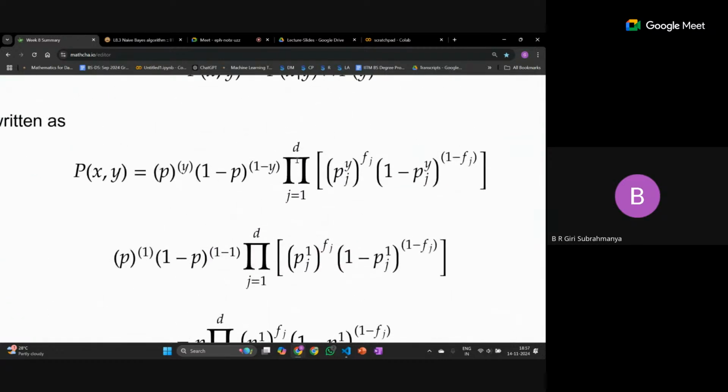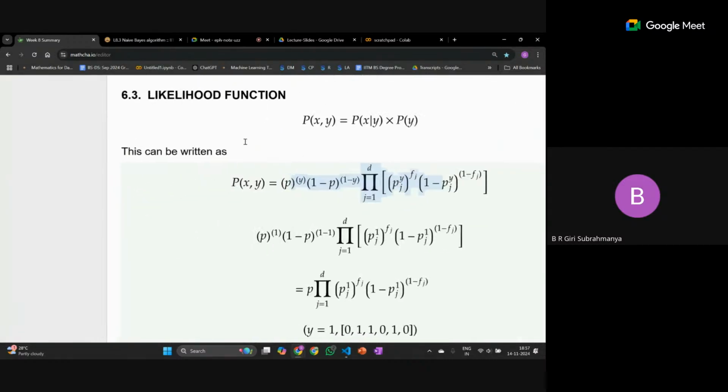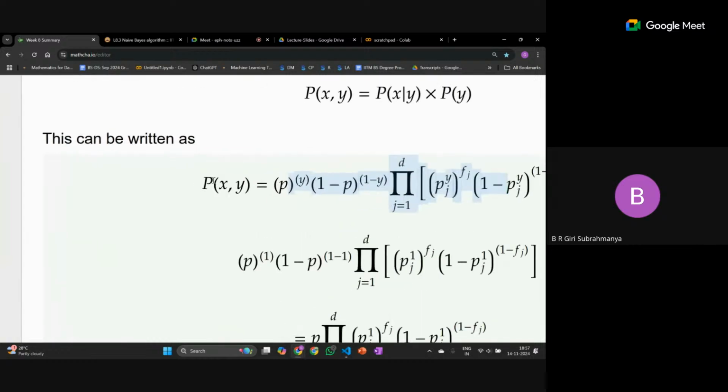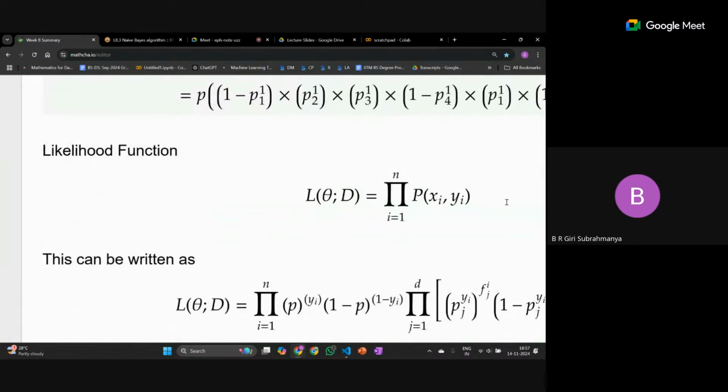Now forget about the features, but at the beginning itself, in week 4, the assumption which we have made is that the data points are identical and independent, right? They are assumed to be IID samples, the data points. So based on that assumption, this is going to be a product of these things.